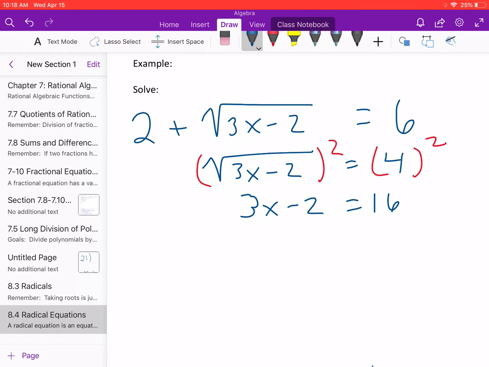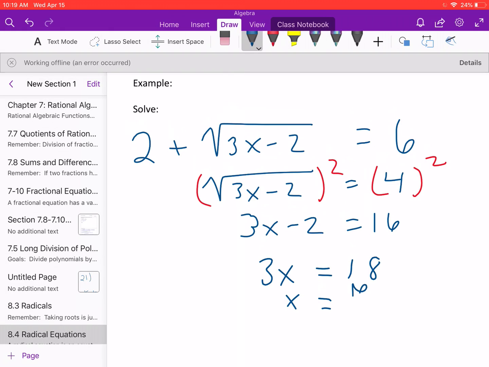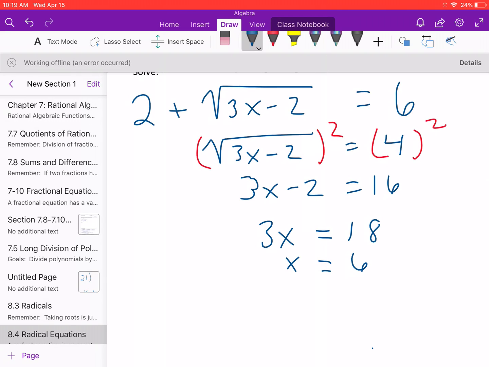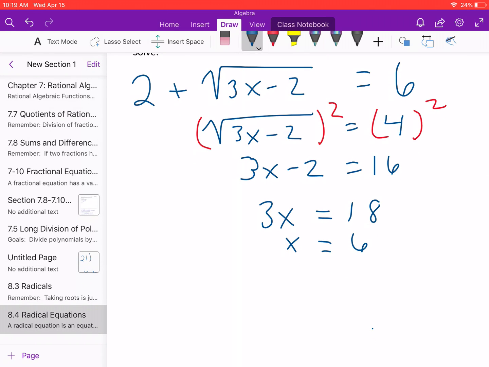We're going to combine our like terms. We will have 3x equals 18. Divide both sides by 3. X equals 6. And it's really important that what we do next is our check step, because there may be an extraneous solution. So we're going to go ahead and plug 6 back into our original equation.